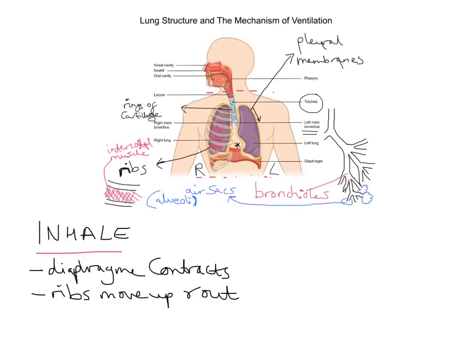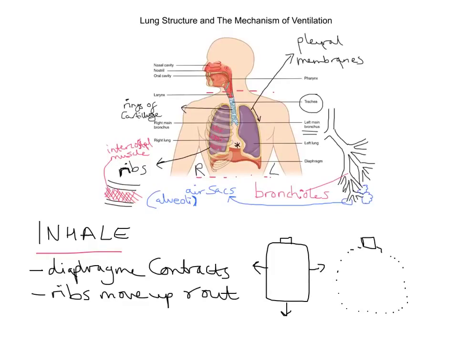If we think of this like a jar, for example, a jar representing our thoracic cavity, if this base moves down, representing the diaphragm, and the sides, representing the ribs, move out, essentially what we've created is a larger space. So when the diaphragm contracts, pulls down, the ribs move up and out, the volume in the thorax increases.